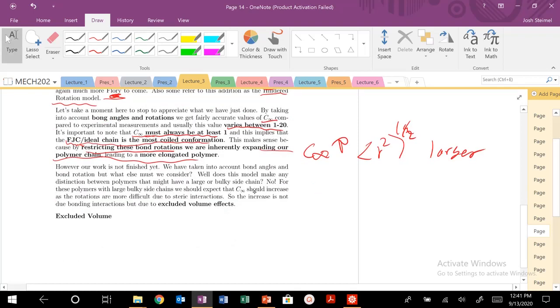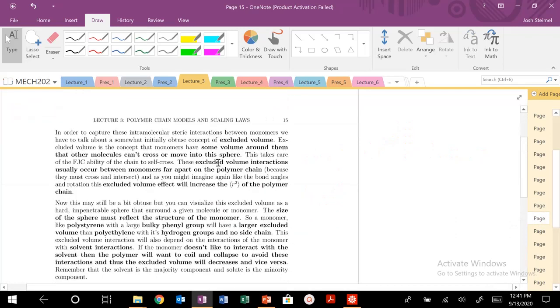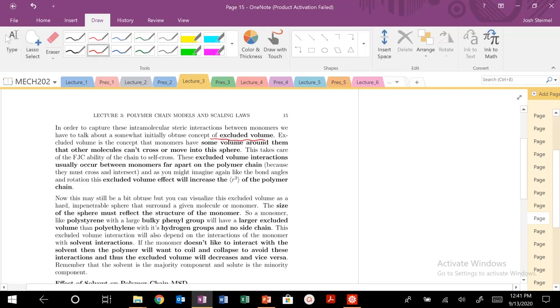So, this C infinity value, as we've said, takes into account bond angles and phi. Incorporated in both of these somewhat is this idea of excluded volume effects. And we're going to talk a lot about excluded volume a little bit later on in this lecture. But just to give a sneak preview and a little bit of definition, excluded volume is a bit of a confusing topic. But basically, there's some sphere around each monomer unit, some volume that other molecules cannot cross or move into. And that sphere will grow or shrink depending on the chemical structure. So these pseudo volume effects occur between monomers far apart in the chain. So again, this chain can't bite back around and basically invade that excluded volume.